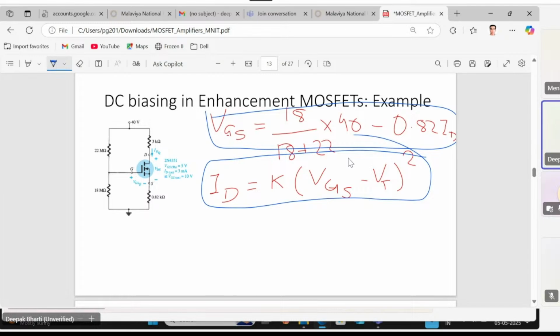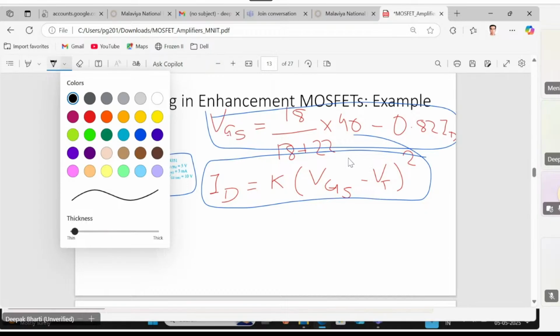So what is K here? If we look closely, some information is given to us here. It says that the threshold voltage is 5 volt, and ID is equal to 3 milliampere when VGS is 10 volt. Right now the value of K is not given. So with the help of this given information, we can try to determine the value of K. So let's use this information.